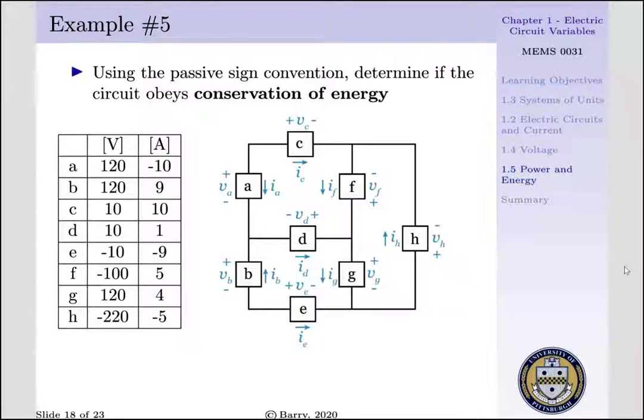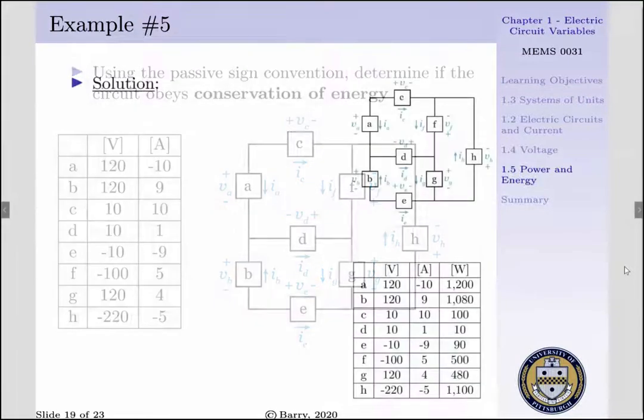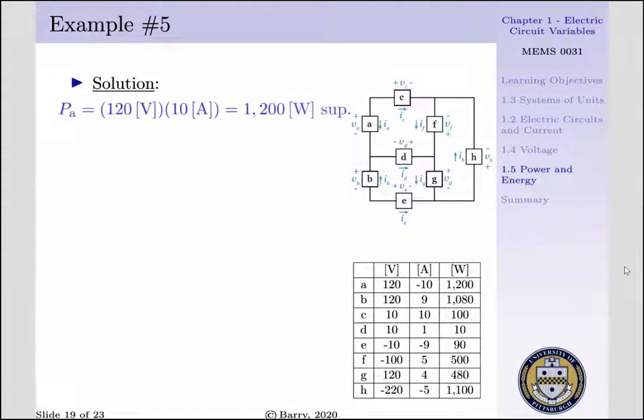For us to solve this, we have to individually analyze each element and determine if it's supplying or dissipating energy. To begin, let's start with element A. Element A is drawn in a passive sign convention where we have 120 volt potential across the element and we have minus 10 amps running through. That would say we'd be dissipating minus 1200 watts, or if we flip the direction of IA, our current would be going from a low potential to a high potential. That is, element A would be supplying 1200 watts.